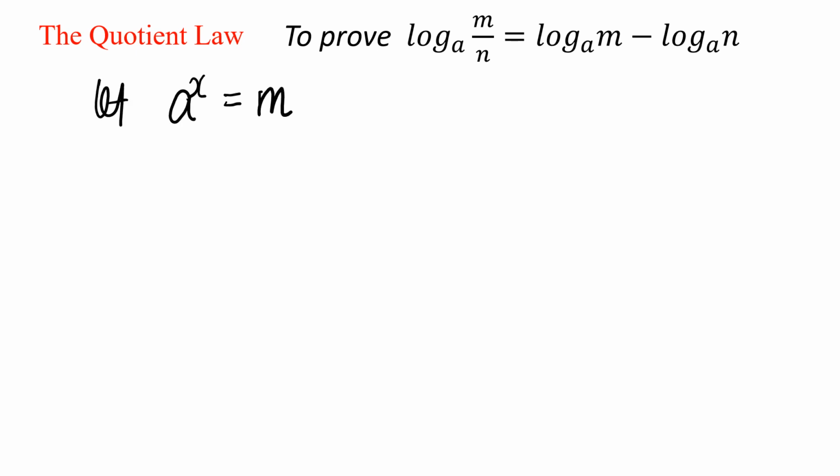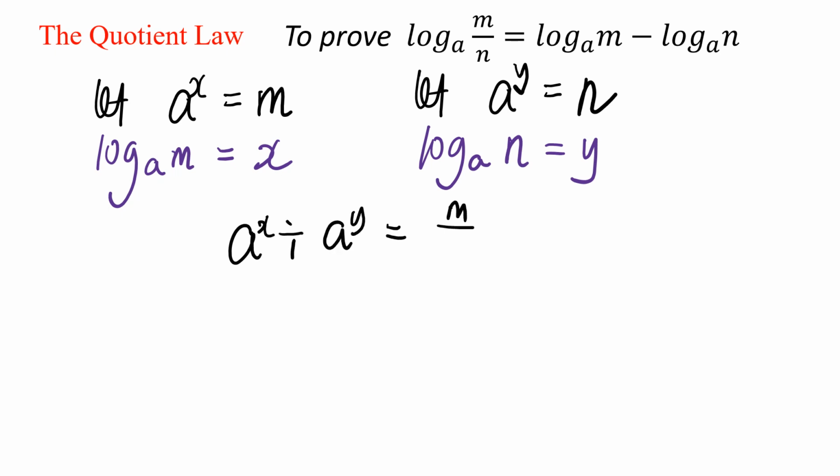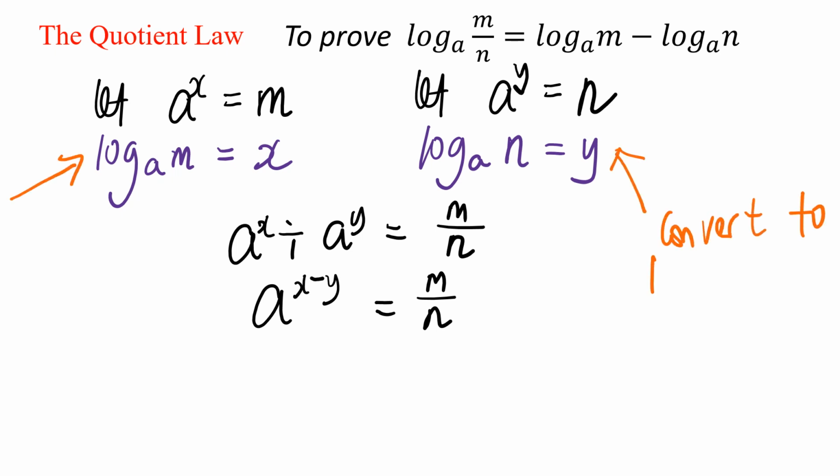Again, you start off with the same as what we've done earlier: let a to the power of x be m, then a to the power of y be n, and convert them into log form. You should be good at it now. Then we're going to take equation 1 divided by equation 2, and apply what you have learned in the rules of indices. a to the power of x divided by a to the power of y can be combined into a to the power of x minus y. And then the next thing, of course, is to convert it to logarithmic form, log base a.